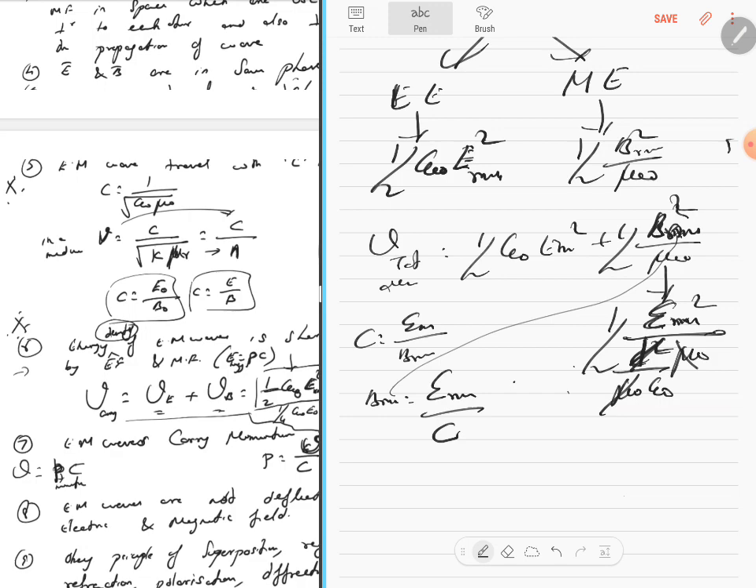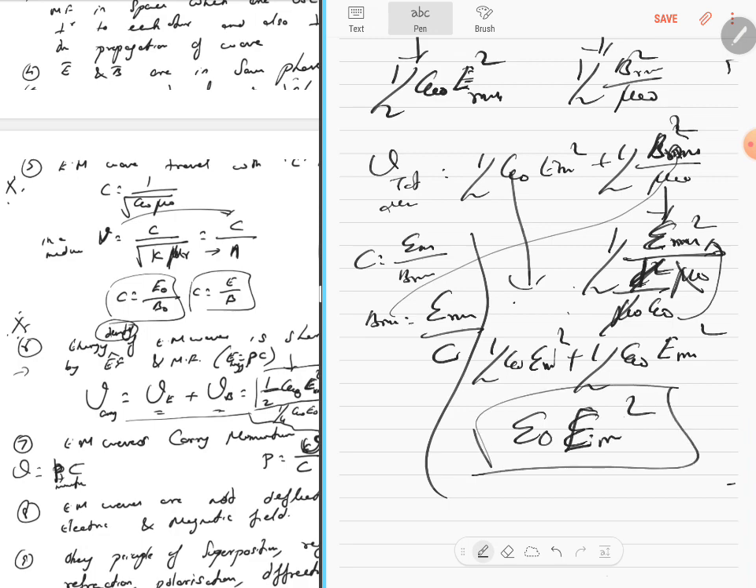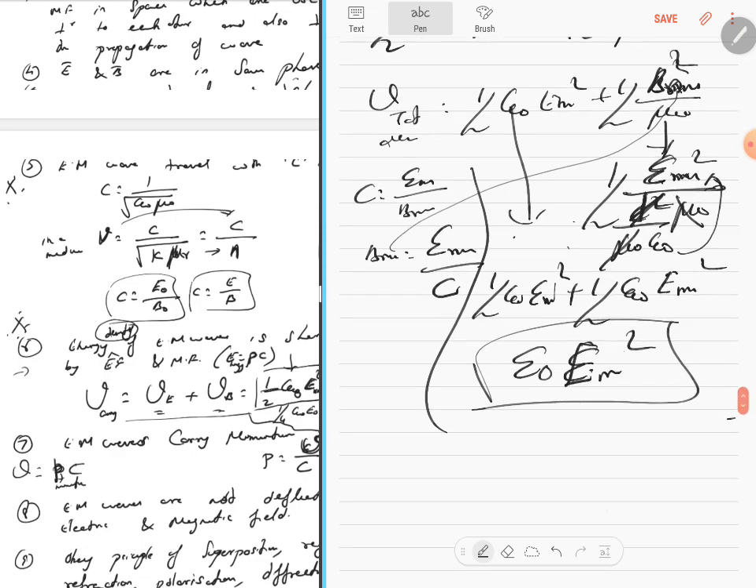So mu naught gets cancelled, the epsilon naught goes up. Half into epsilon naught into E RMS square, and this is also half into epsilon naught into E RMS square. Therefore, put together it will be epsilon naught into E RMS square. That's the formula. This is the total energy density formula. You can mug it up. The total energy density formula is epsilon naught into E RMS square.